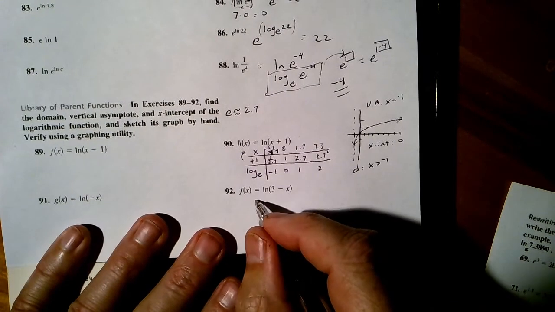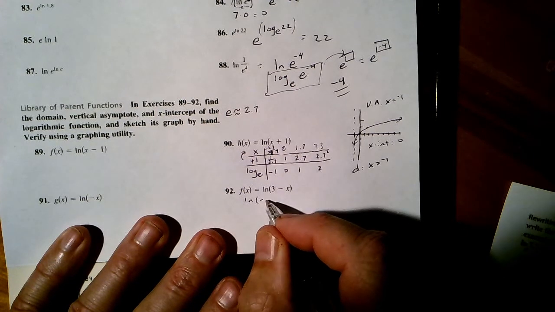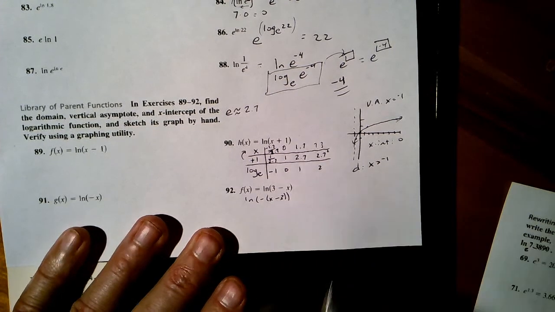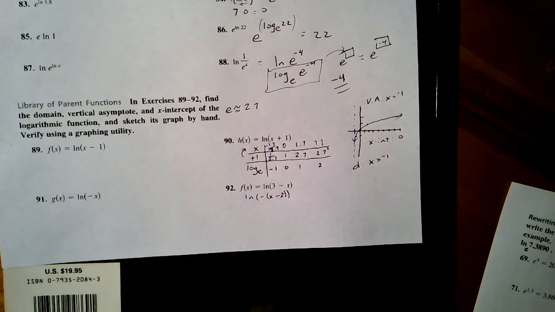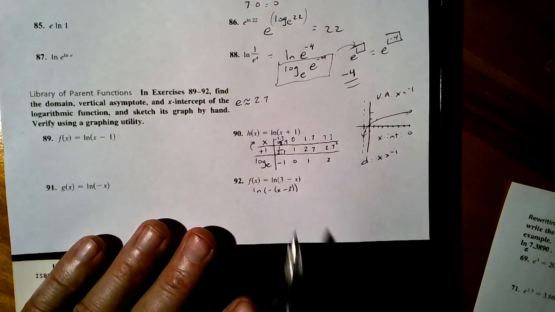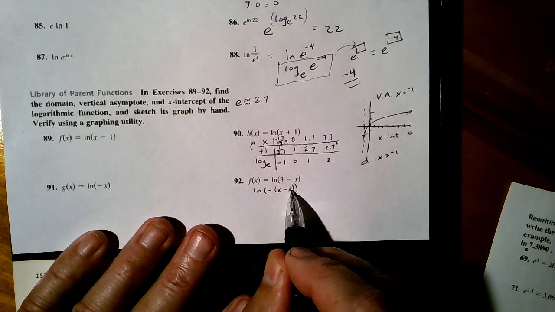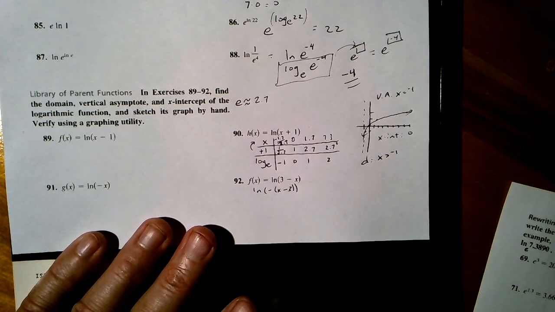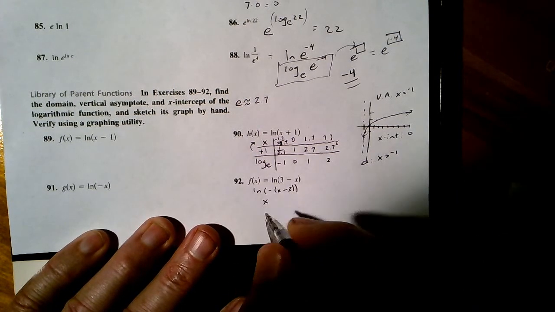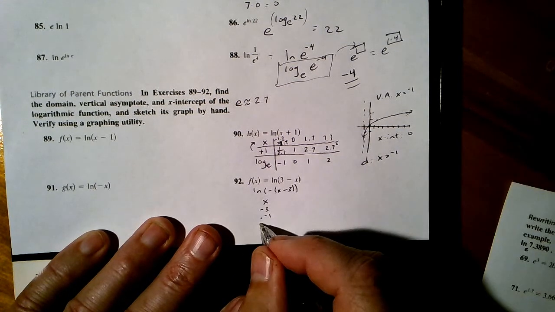Okay, ln. I'm going to write this as ln of negative x minus 3. I'm going to stamp this thing. So again, if we knew exactly what ln looked like, we could just shift it to the right 3 and flip it upside down. So here's what we've got. I'm going to choose a value for x. I'm going to subtract 3. I'm going to multiply it by -1, and then I'm going to take ln.